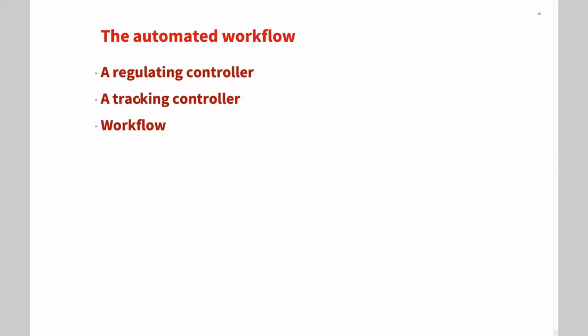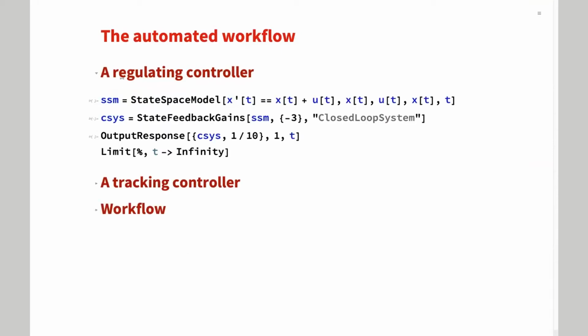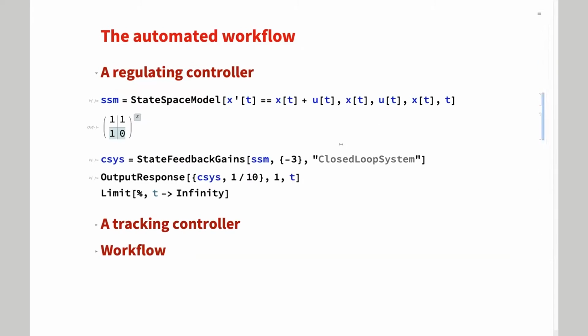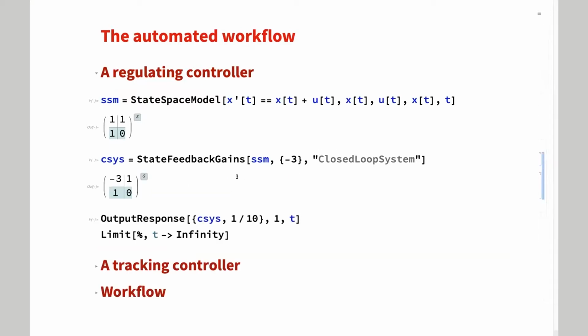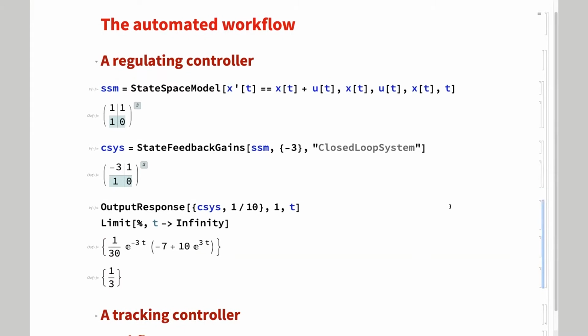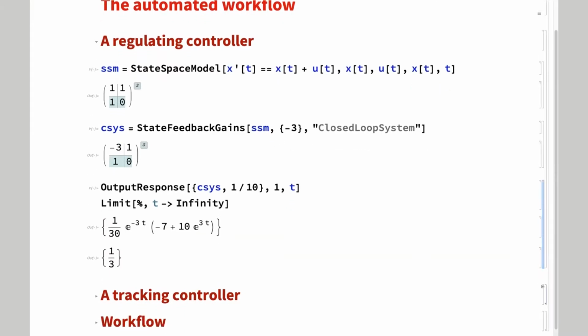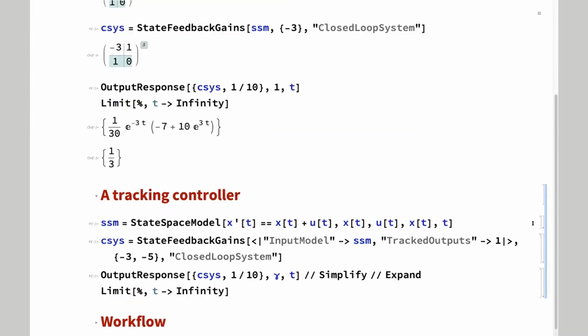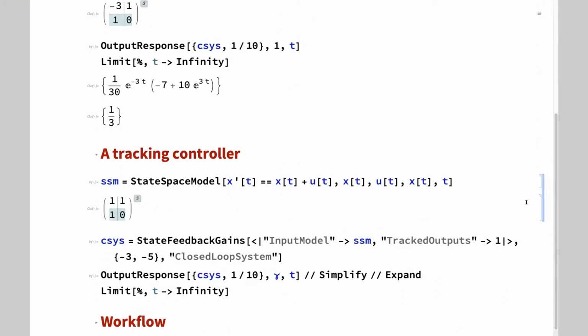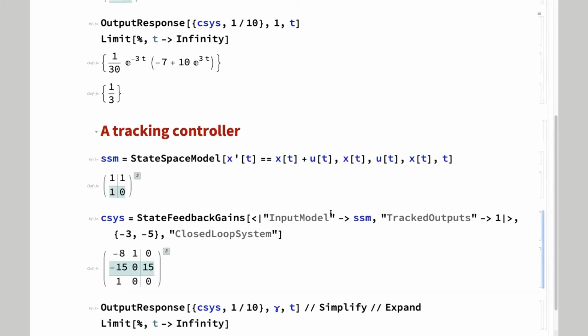So let's look at the same design in the new workflow. I have the same system as before, and if I want the closed loop system, I just simply ask for the closed loop system, and I get it directly as a property, and then I simulate it as before. And same thing for the tracking. I have the system as before, and when I want the closed loop system, I ask for it directly as a property.